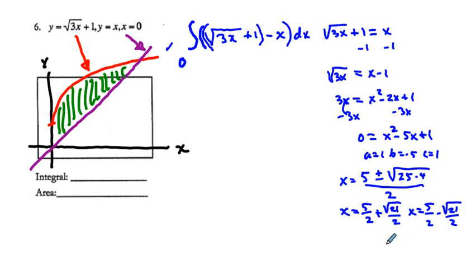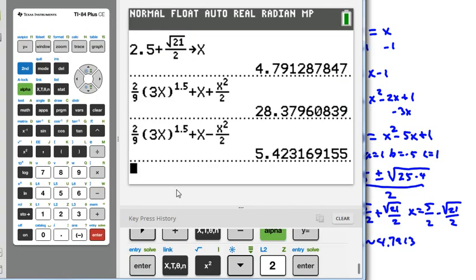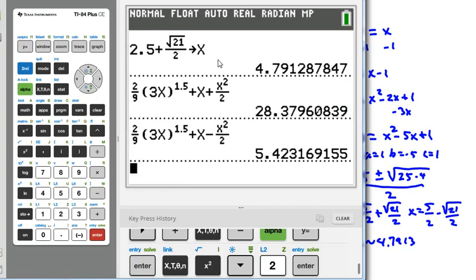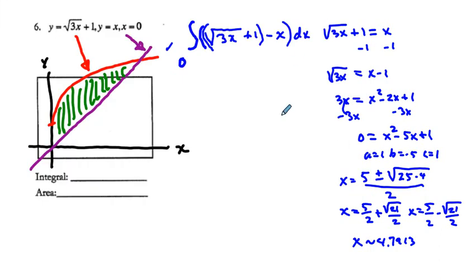And what happens is this 5/2 plus square root of 21 over 2 is going to be approximately equal to 4.7913, I think. Let's get that in the calculator. 4.7913 about. Okay, so that means that we can go ahead and put in our value up here, which is 4.7913.